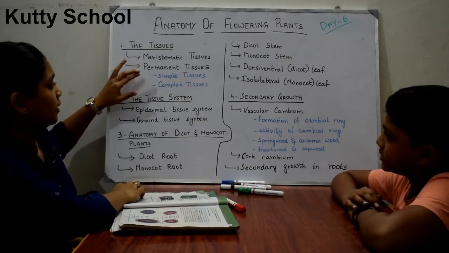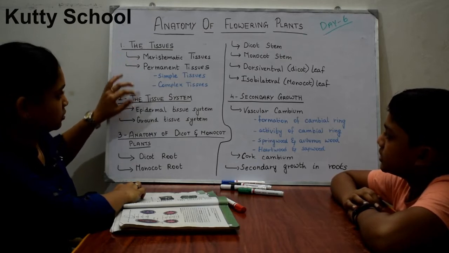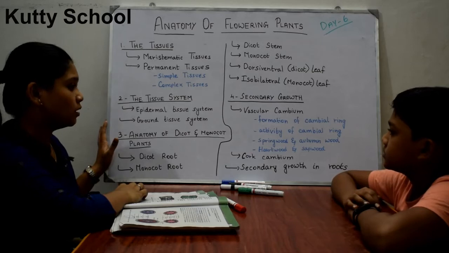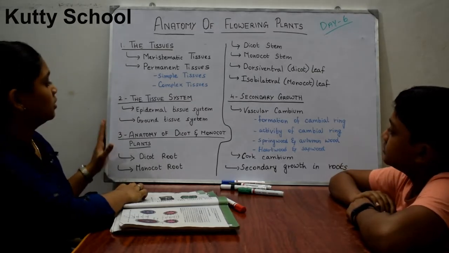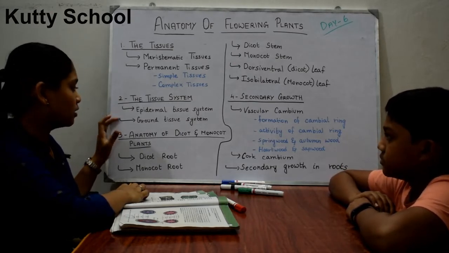In permanent tissues there are 2 divisions: simple tissues and complex tissues. And in the second topic, the tissue system, there are 2 subtopics: epidermal tissue system and ground tissue system.